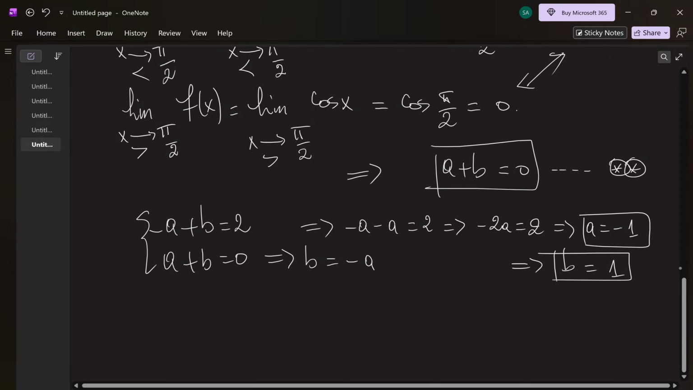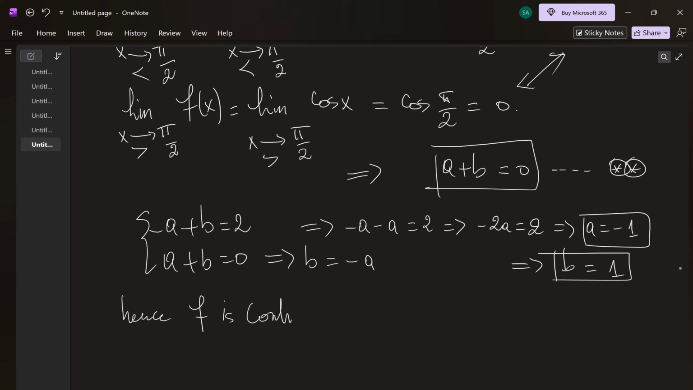Hence, f is continuous if and only if a is equal to minus 1 and b is equal to 1.